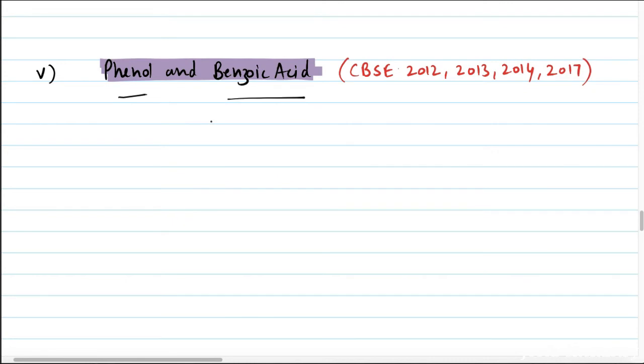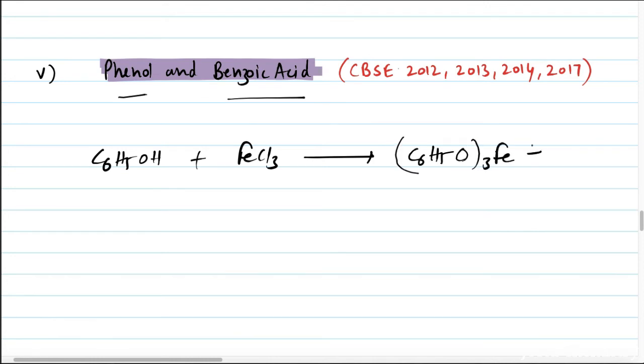Okay, you can do it from the sodium bicarbonate test, or you can also do it from the ferric chloride test. Both are very easy. The ferric chloride test: C6H5OH, and you have to add FeCl3. FeCl3 has a negative part and a positive part. Add, C6H5O negative thrice, and this is your Fe plus 3HCl. This is the color violet, right?